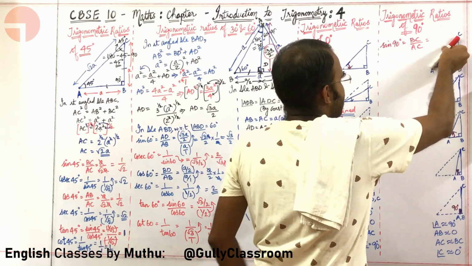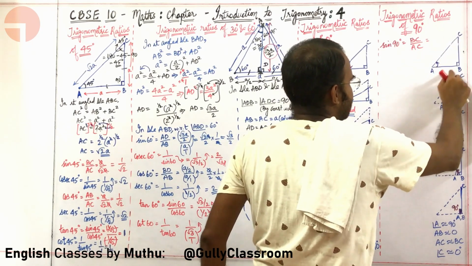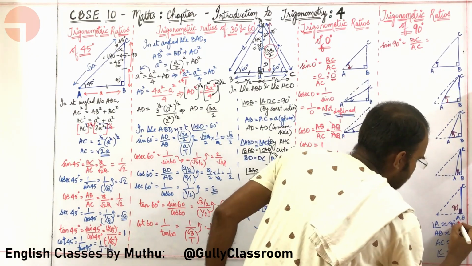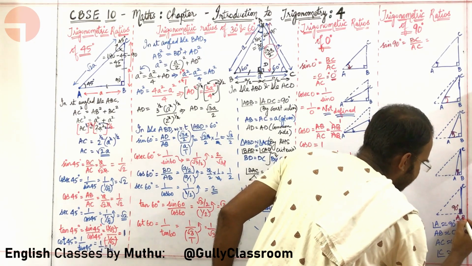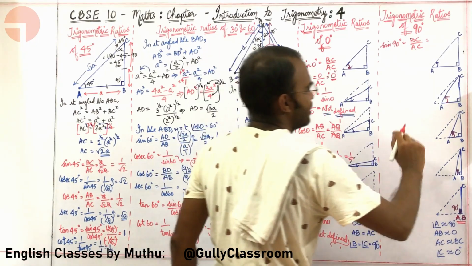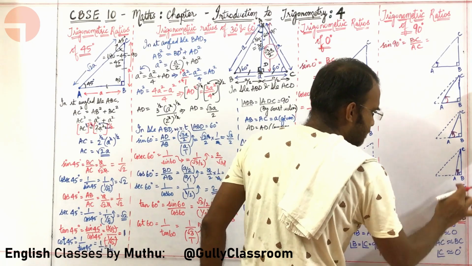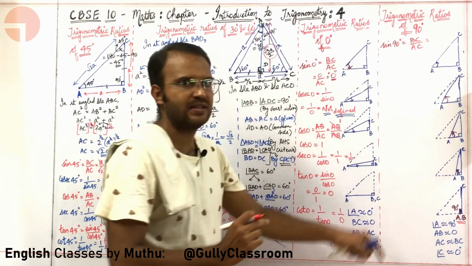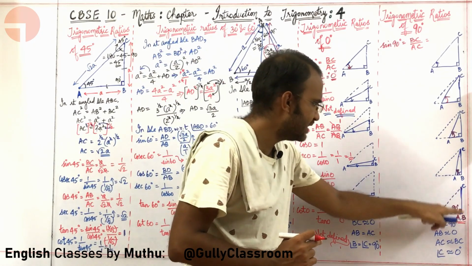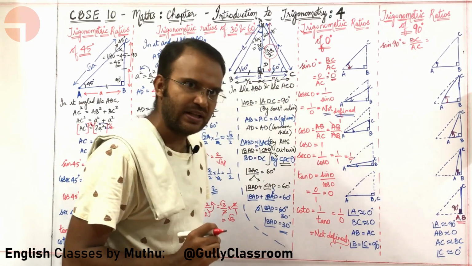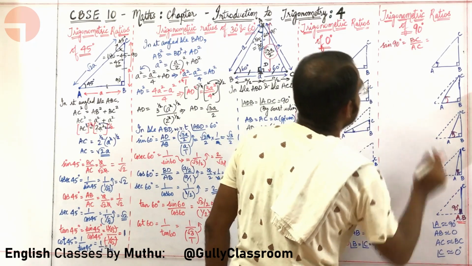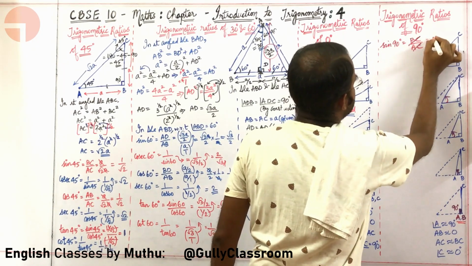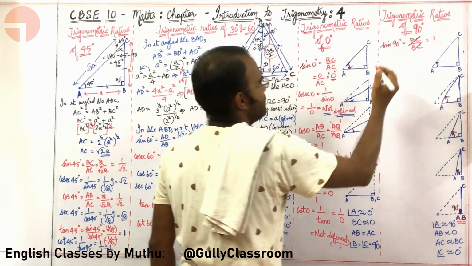Because imagine this line coming and coinciding here. Point A and point B are matching and coinciding right over here. So AB length, AC length and BC length are one and the same. So AC is equal to BC. AC and BC can be cancelled and the value of sin 90 is simply 1.